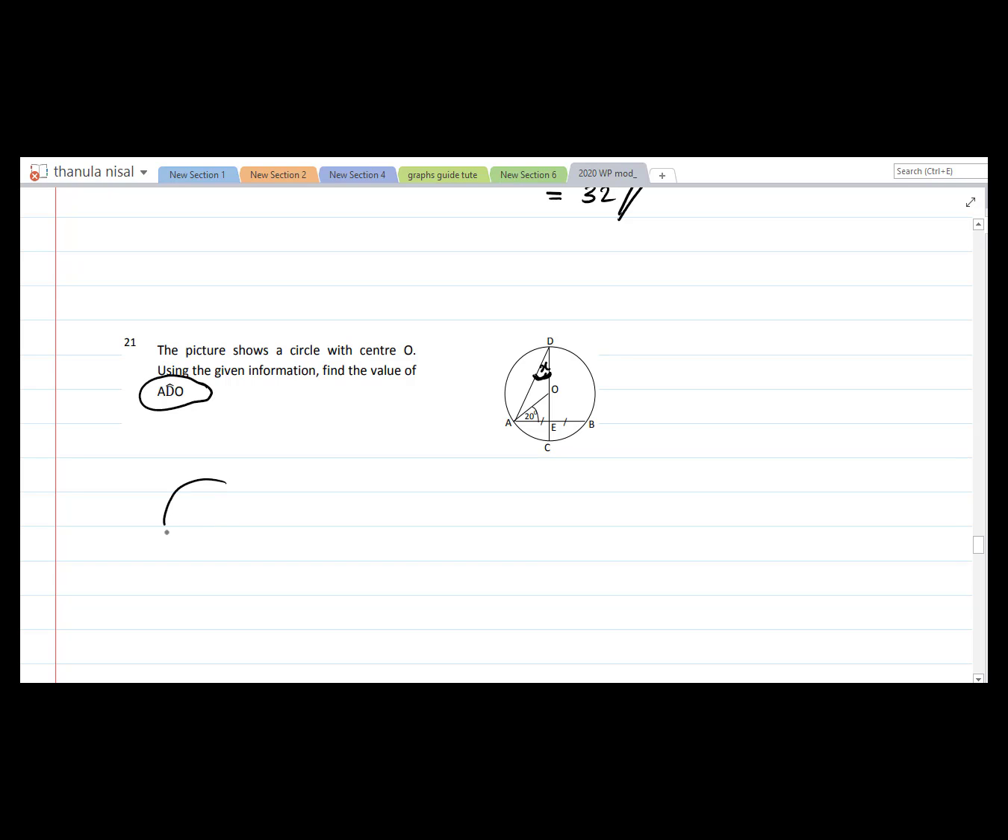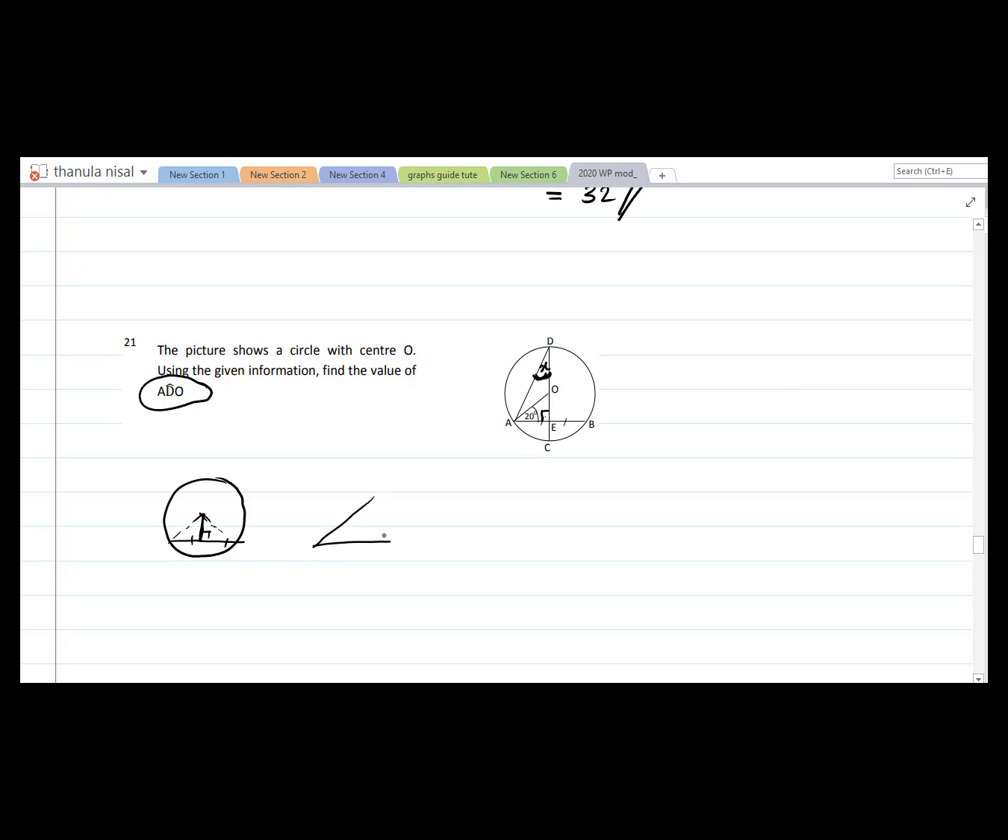Can you see this circle? The theorem behind this one is, here this OE line should be perpendicular to this chord. Why? According to the geometry theorem, the line joining the center and the midpoint of a chord is perpendicular to that chord. Therefore, this angle should be 90 degrees.